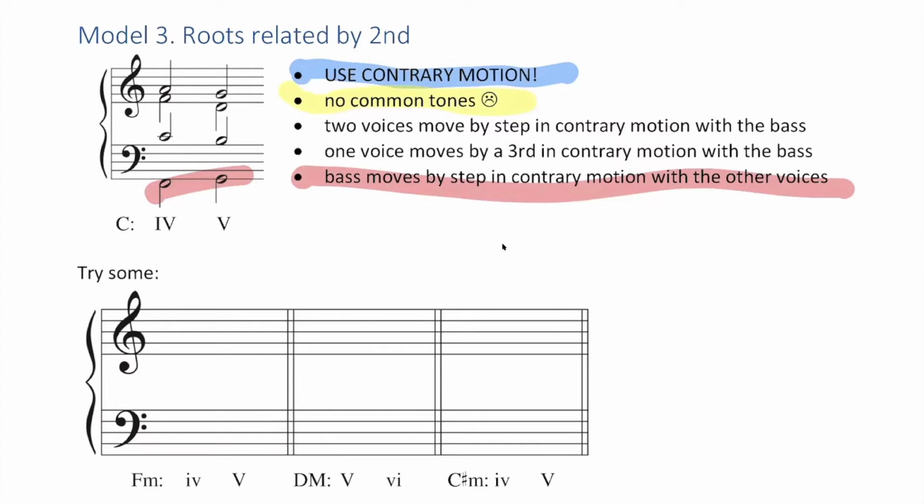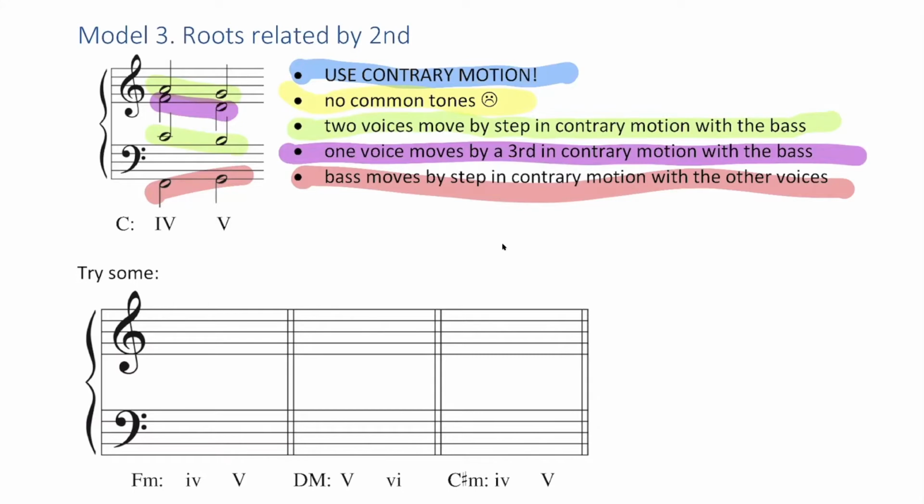Instead, you will have two voices which move by step. In the case of the model I'm showing you here, we've got the soprano moving down by step from A to G, and we have C moving to B in the tenor. What is interesting about this connection is that it requires one voice to not use same note or stepwise motion. In fact, you will have to have a voice that moves by a third in contrary motion with the bass. And in this case, it's going to be the F moving to D in the alto part.